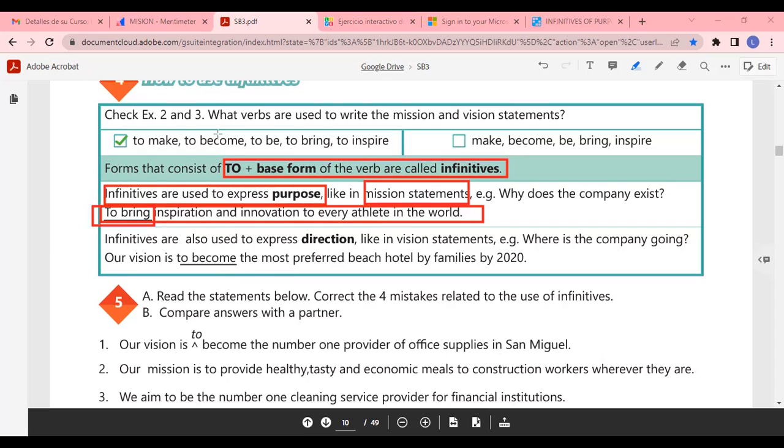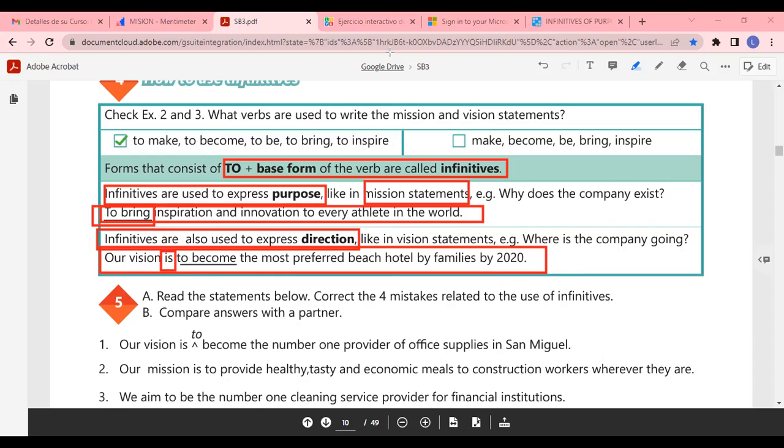Ahí tenemos, miren, el infinitivo como sujeto, to bring, ¿ok? Y sí, es como que raro, ¿vea? Pero así se utiliza, ¿ok? Como sujeto. And it also says that infinitives are also used to express direction. También son utilizados para expresar una dirección. And here we have this one that says, our vision is to become the most preferred beach hotel by families by 2020. Y acá, como pueden ver, pues va después de un verbo, ¿verdad? Que es el verbo to be y después va el infinitivo.